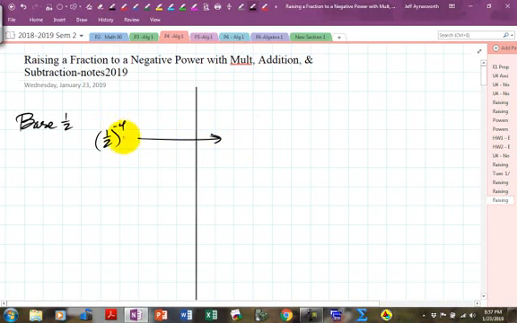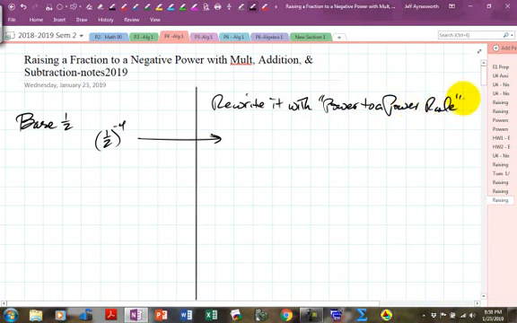Now, because this is our first lesson here, we need to approach it from the basics. And what we're going to do is use what's called the power to power rule, and we're going to rewrite it with the power to power rule. You'll see why in a minute. Since I know that -1 times 4 equals -4, I can rewrite it this way.